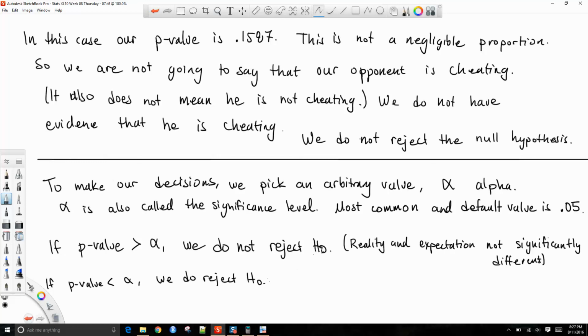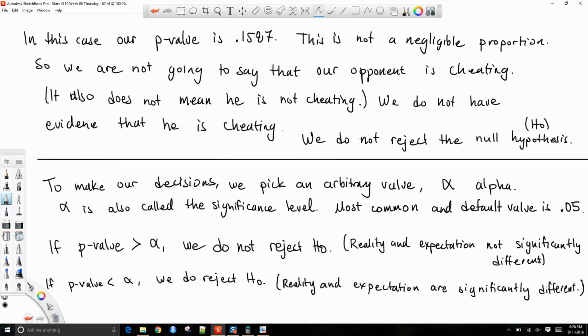Oh, I'm sorry. H0 is the abbreviation for the null hypothesis, and that means the reality and the expectation are significantly different.